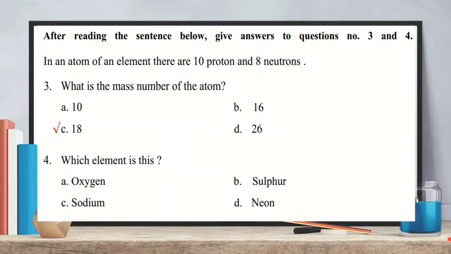MCQ number 4: which element is this? Look, there is written there are 10 protons present in this atom. So 10 protons, that means its atomic number is 10 and it will be neon because the atomic number of neon is 10.